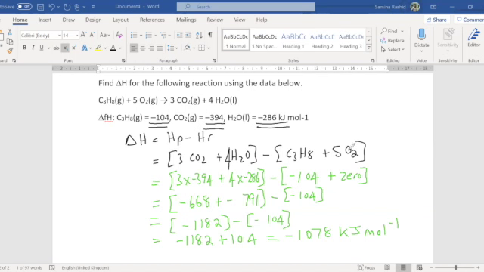So please follow the method, especially the first bit that I'm pointing to now, which is making sure that you write the number of moles of the products and the reactants and you multiply by those numbers.